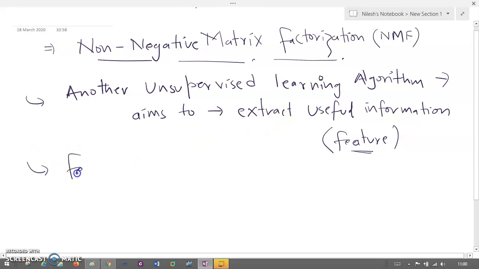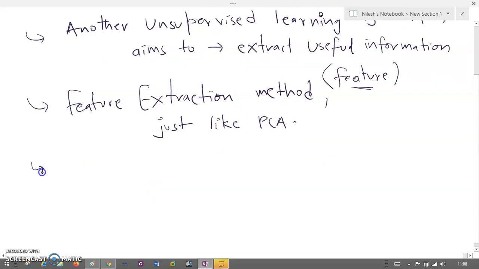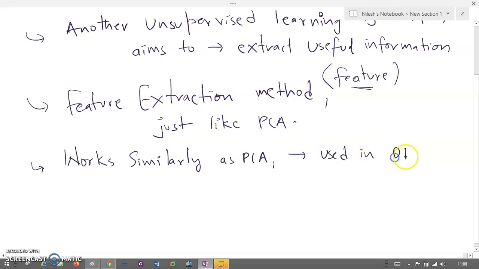nothing but a technique called feature extraction, just like your PCA. So this is a feature extraction. It is based on feature extraction method. So this NMF is a feature extraction method, again just like PCA. I'll write it down here, just like. So it works similarly as PCA, that is used in DR, and DR is nothing but dimension reduction.